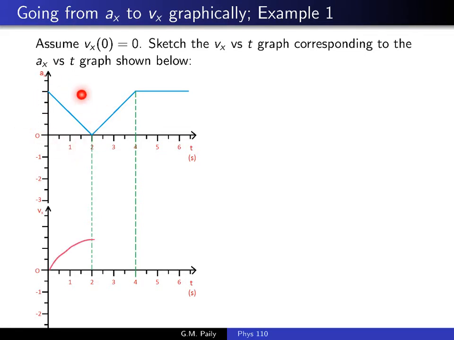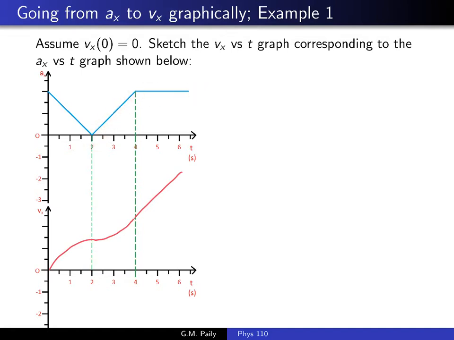We see that in the first part, the acceleration is positive, but is decreasing from some positive number to 0. And so the slope in the v versus t graph will start out positive, but will decrease to 0. And that is what we see over here. In the second part, the acceleration increases from 0 to some positive value, and so we see that the slope here goes from 0 to some positive value. And in this last section, we see that the acceleration is constant and positive, which means that the velocity versus time graph will have a constant positive slope.